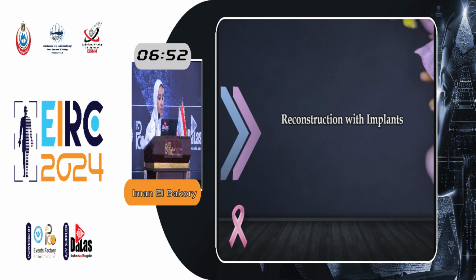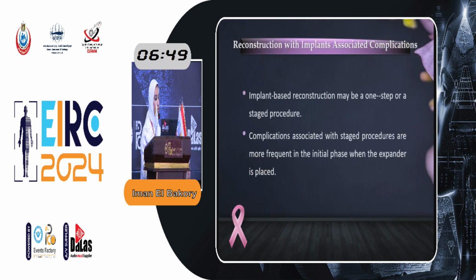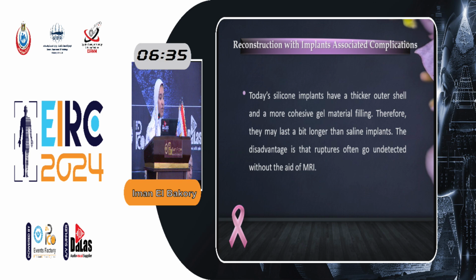The second item is the reconstruction with the implants, and actually implant-based reconstruction can be one-staged or multiple stages, a two-staged procedure, in which the complications go mostly with the expander, which is the first stage. The two types of silicone actually differ. We all notice the reduction in the incidence of implant rupture compared with 20 years ago. Here we can see the double shell of the implant and the cohesive gel present in the implant, yet there is a disadvantage, a little drawback, that the implant rupture can go unnoticed without the aid of MRI.